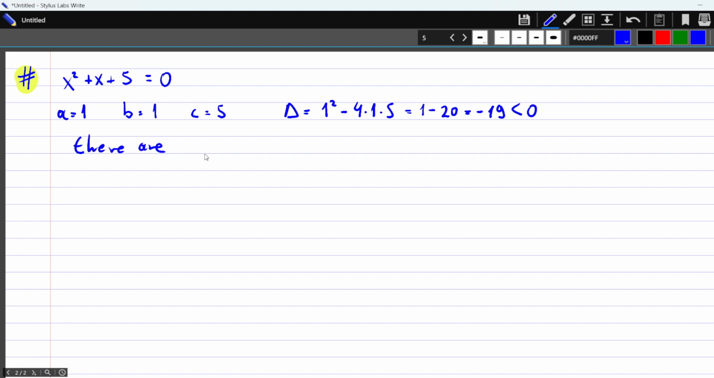There are no real solutions, and you cannot factorize this in the real numbers.